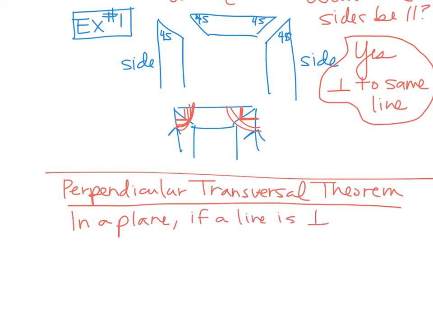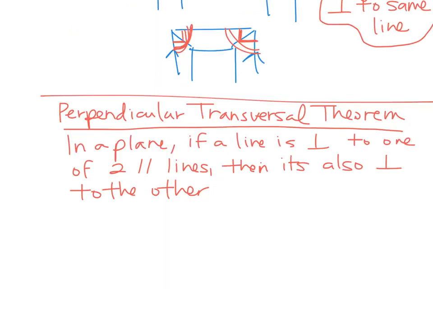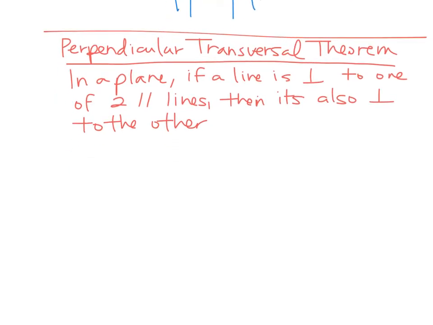is perpendicular to one of 2 parallel lines, then it's also perpendicular to the other. So if you think about it, these last 2 are kind of saying the same thing, just with a different part missing at the end. But let me show you the picture here.